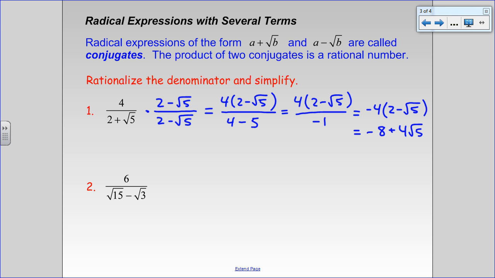Let's do one final example. Problem 2. Again, since we have a radical expression with 2 terms in the denominator, to rationalize this expression, we will multiply by the conjugate. In this case, the conjugate is the square root of 15 plus the square root of 3.